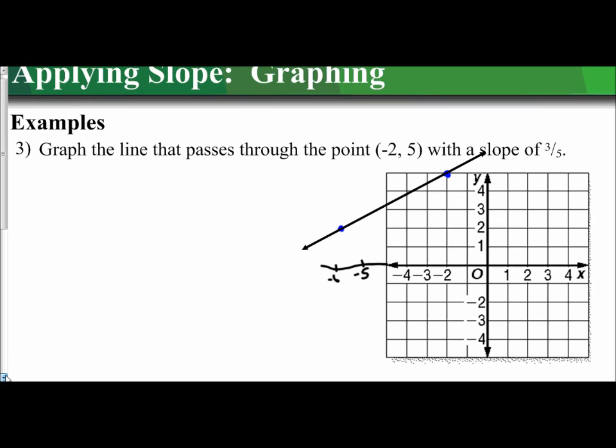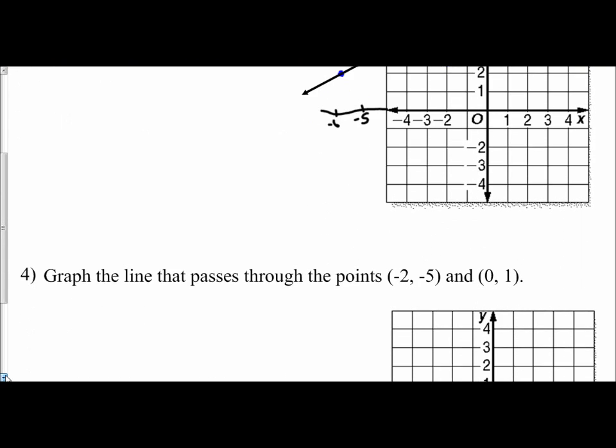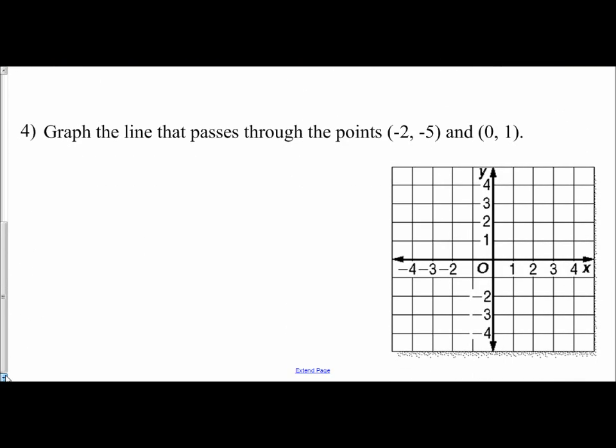Let's look at example 4. Graph the line that passes through the points negative 2, negative 5, and 0, 1. So I'm at negative 2, negative 5, plot the point. I'm at 0, 1. And I'm just going to connect these with a line. And we're going to go one step further from this. We are also going to find the slope here.